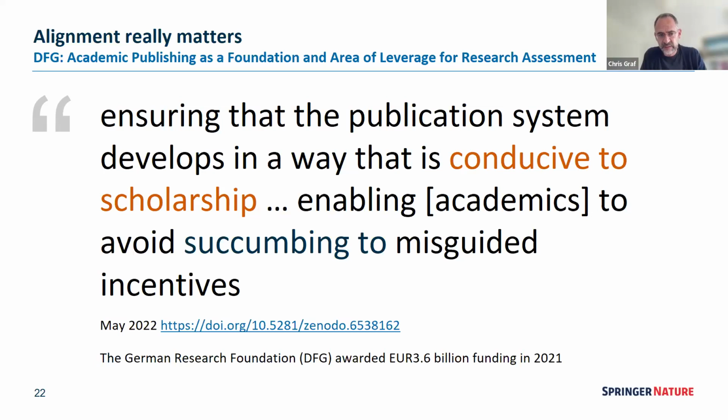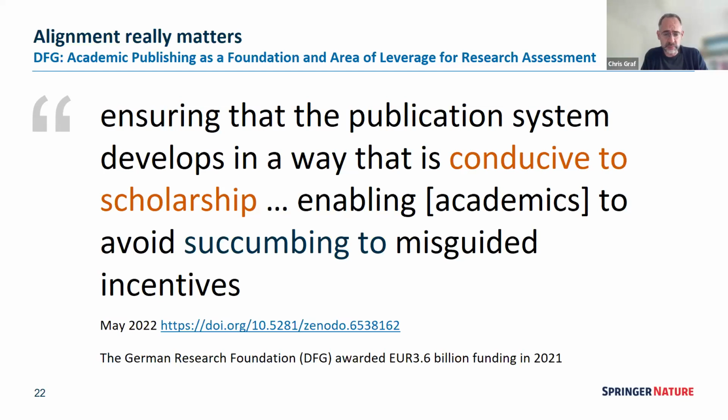And the quote here is a selective one, obviously, from the report, and it says that it's really important that we ensure the publishing system develops, changes, right? They're calling for change here in a way that's conducive to good scholarship and to integrity, and thereby enables or supports academics, researchers, to avoid succumbing to misguided incentives, the kind of incentives that get us into tricky places with integrity questions. And I think that's a really sensible quote.